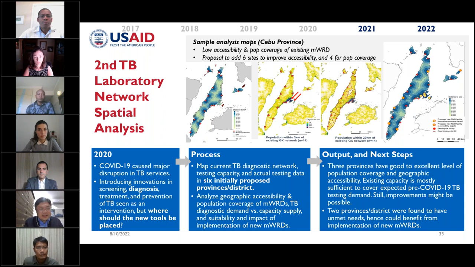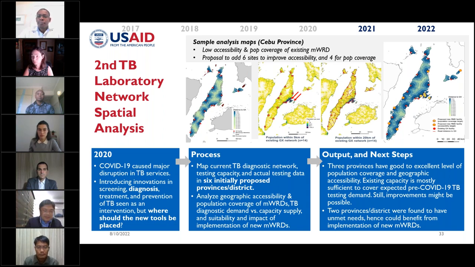In 2020, we did the second TB lab network spatial analysis. So, of course, we had challenges back then because of the ongoing pandemic, and it caused major disruption in TB services. So introducing innovations in screening, diagnosis, treatment, and prevention was seen as an intervention, but where should we place the new tools? Six provinces were actually selected. Three of them were found to have good and excellent levels of population coverage and geographic accessibility, and improvements were recommended to add spare capacity. Two of these areas, Cebu and the National Capital Region, were found to have unmet needs.